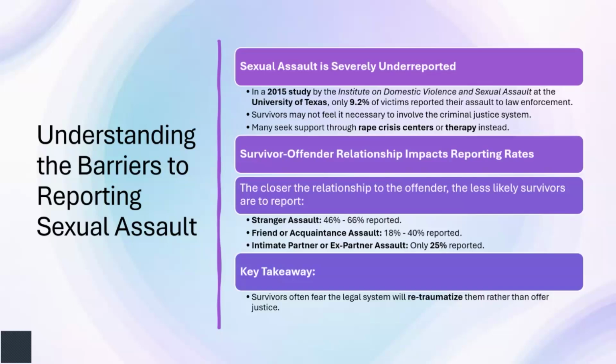Now, it does depend on the relationship. For those sexually assaulted by a stranger, between 46% and 66% of survivors actually report those cases. The numbers are lower when it comes to a friend or acquaintance assault, at 18 to 40%. And with an intimate partner or an ex, only 25% of survivors actually report the incidents. Likewise, survivors will sometimes fear the legal system, and that is a big culprit as to why survivors choose not to report.